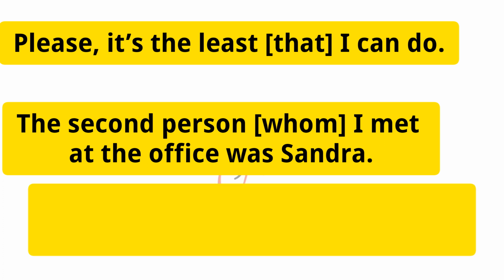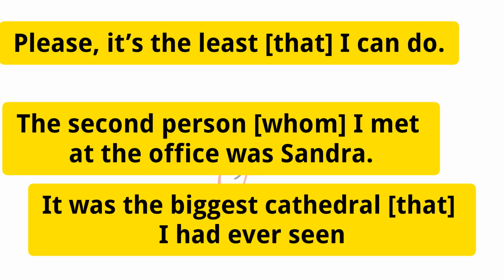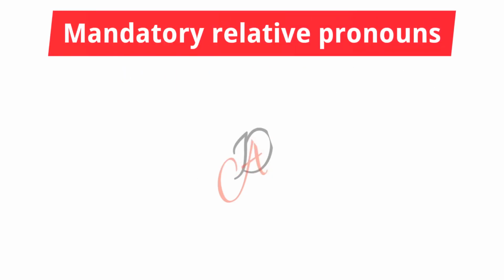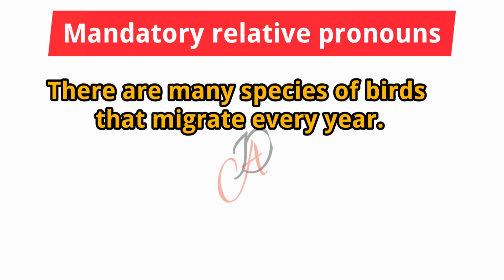The third example: it was the biggest cathedral that I had ever seen. Here you can use the sentence without the relative pronoun that, like, it was the biggest cathedral I had ever seen. So here in all these three examples, that, whom and that are the relative pronouns which can be optional. And the examples for mandatory relative pronouns: there are many species of birds that migrate every year. Here, the relative pronoun that is mandatory because without that, we cannot make the sentence complete or meaningful.